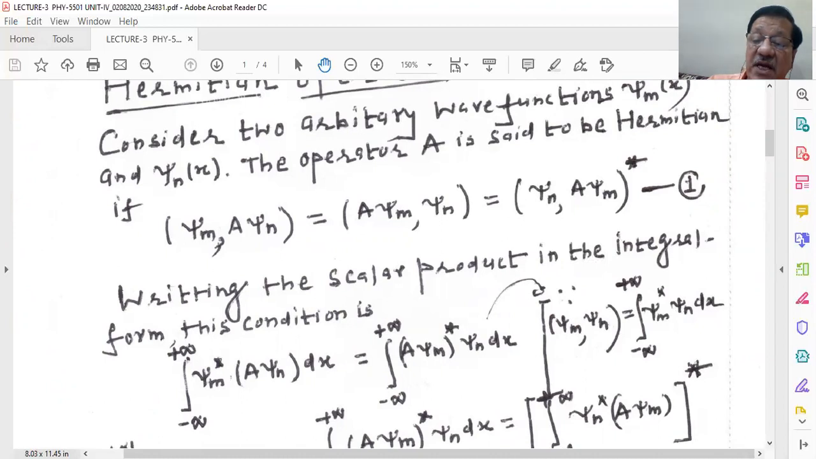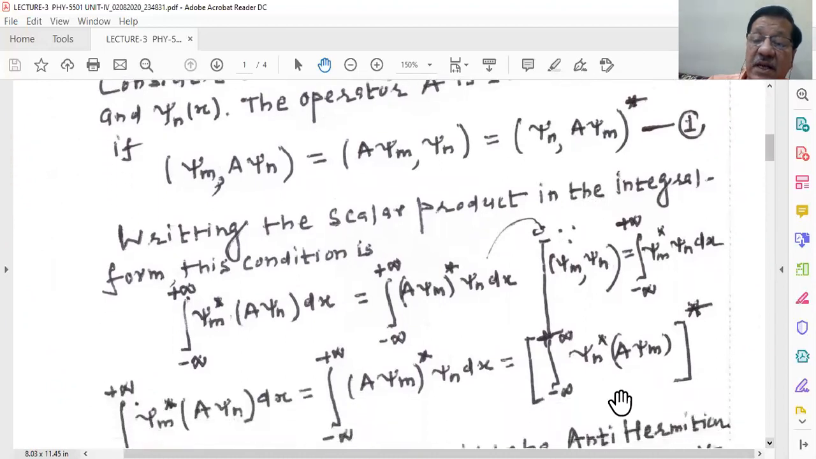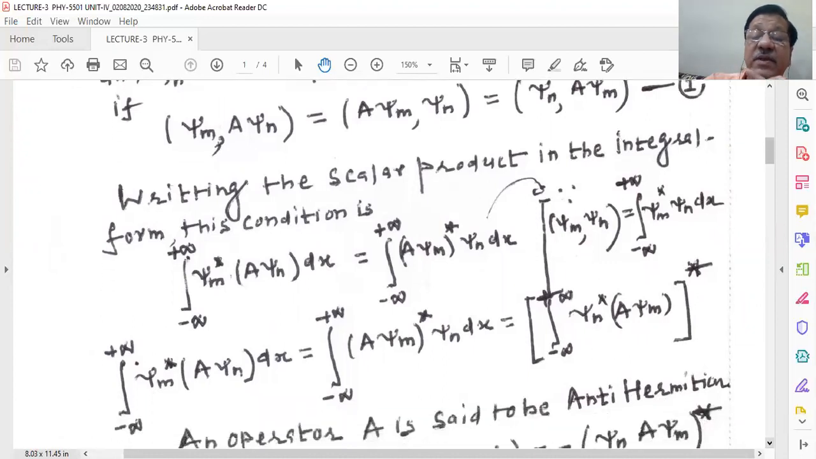So here you see I wrote first a square bracket. I converted this bracket notation into the integral form: I write down ψ_n star, this is A ψ_m. I put this bracket, and over this bracket I put a complex conjugate because it is the complex conjugate of the scalar product of ψ_n with A ψ_m. So friends, this is the definition of the Hermitian operator, and similarly we can define anti-Hermitian.